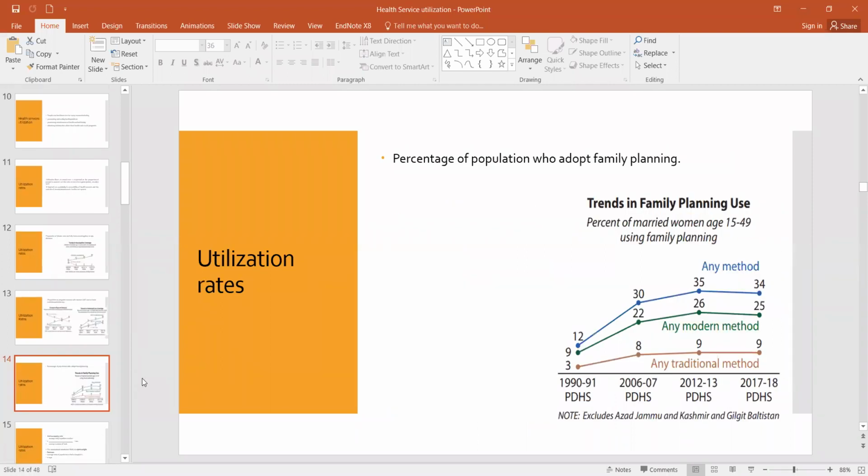Percentage of population who adopt family planning. There is also an increase in the trends of use of family planning in the 2017-18 survey.